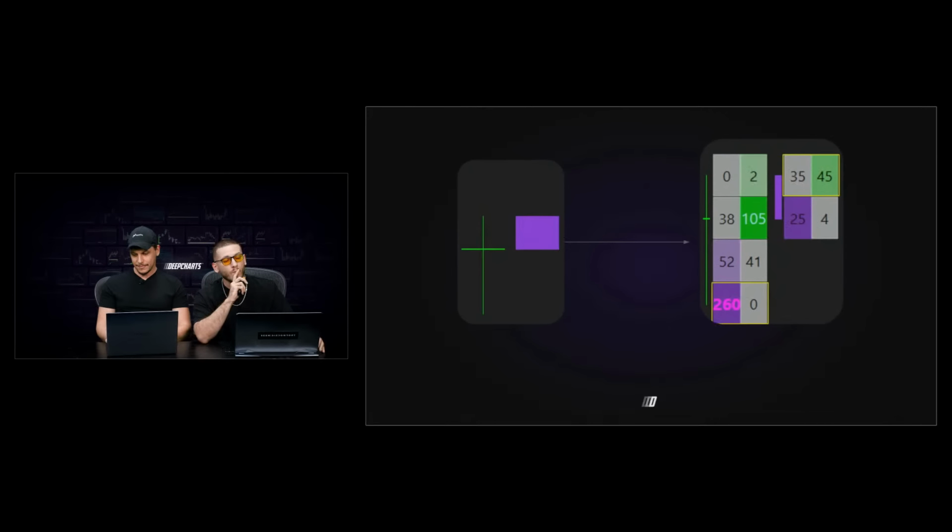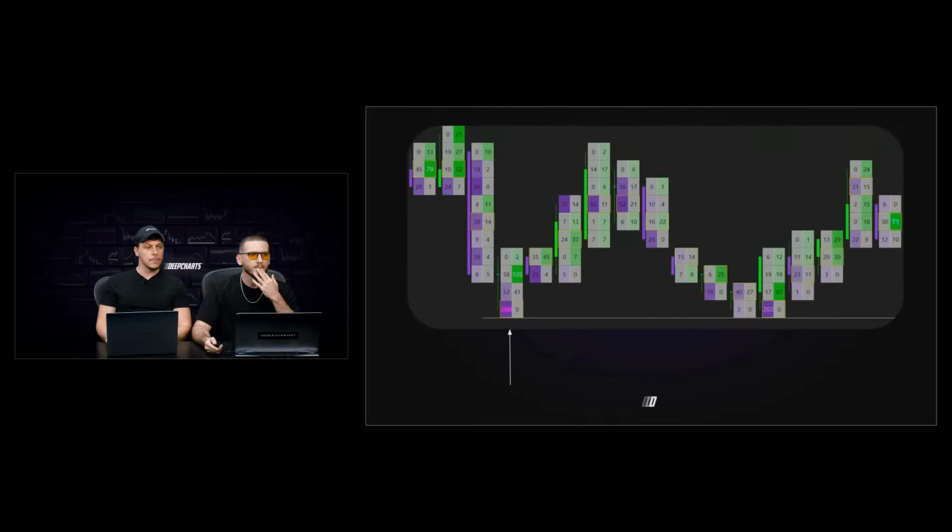Let's see. Oh, look at that. There's a literal block of orders of 260 contracts, unlike all of the rest. That's a big block of orders right here. And look, price gets there, bounces back up. It gets there once again and bounces back up. And do you see how there is someone absorbing there?